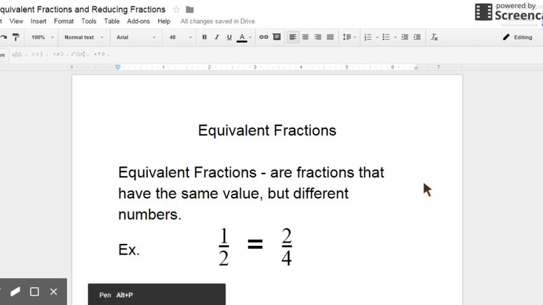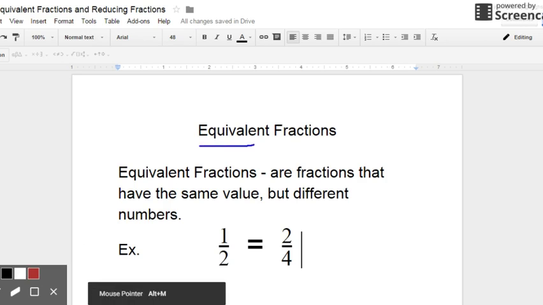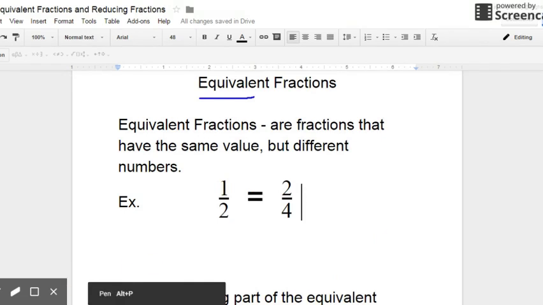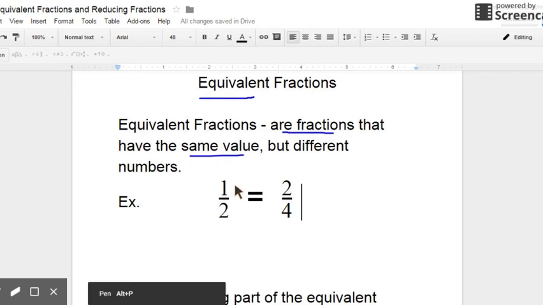Talking about equivalent fractions. The first part is a two-parter again. The first part is equivalent fractions. Well, let's talk about what an equivalent fraction is. Equivalent fractions are at least two or more fractions that have the same value. We have 1/2 is equivalent or equal to 2/4.